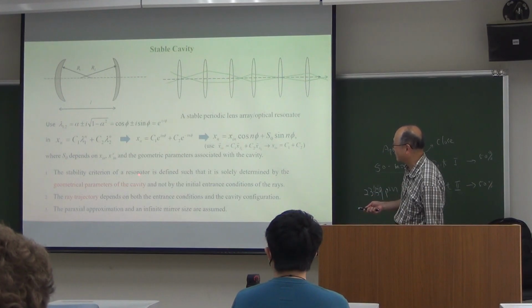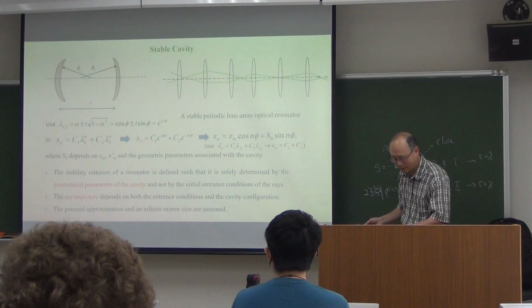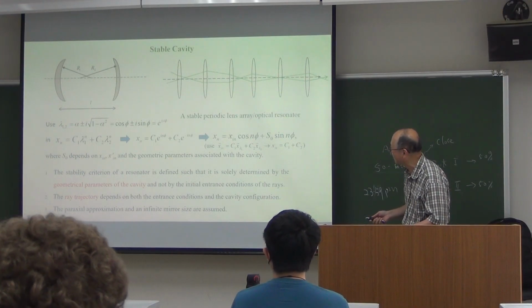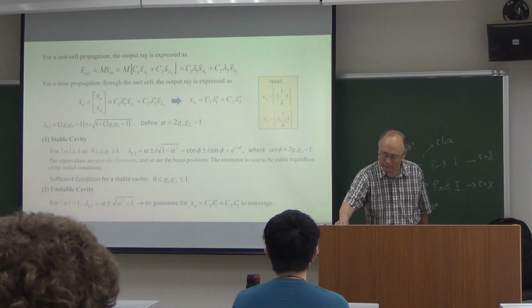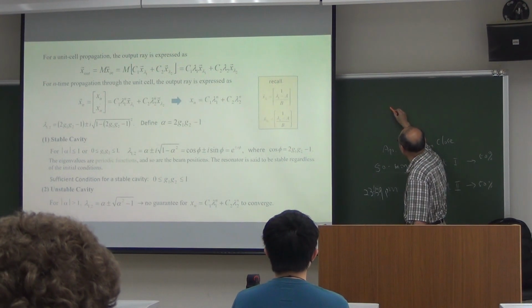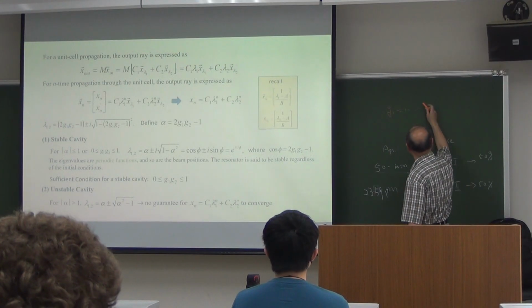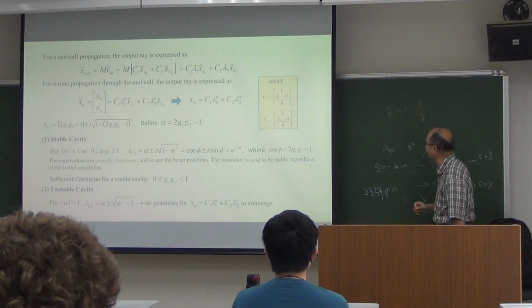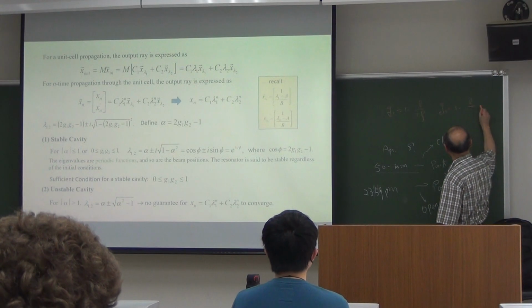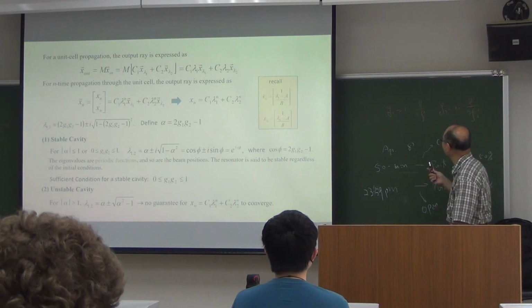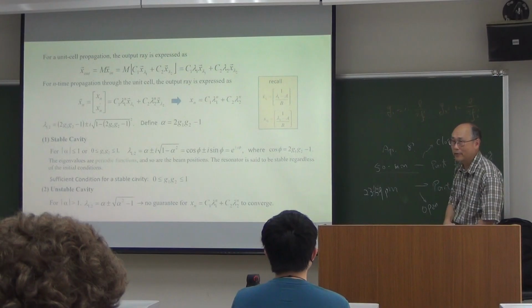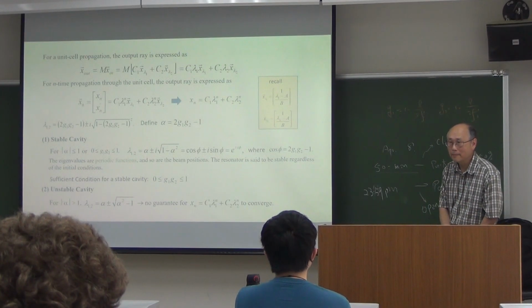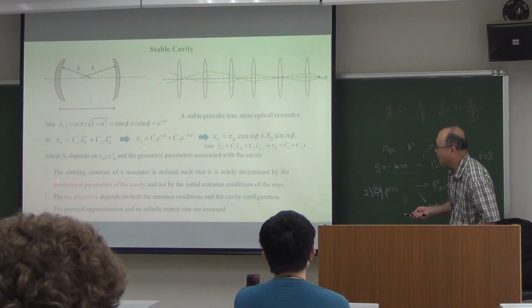The stability criteria of the resonator solely depends on the geometric parameters of the cavity. Well, if you look at the definition of the stability criterion right here, what are G1 and G2? G1 is equal to 1 minus L over 2F1 prime. G2 is equal to 1 minus L over 2F2 prime. And G1 and G2 only depend on L and the focal length of the mirror. Nothing to do with the input condition. Okay, that is why we have a short conclusion here.